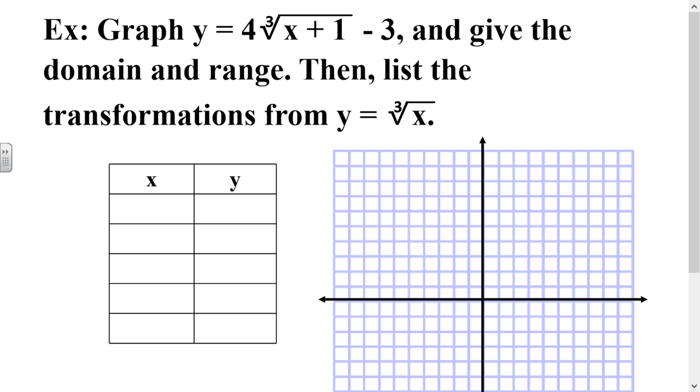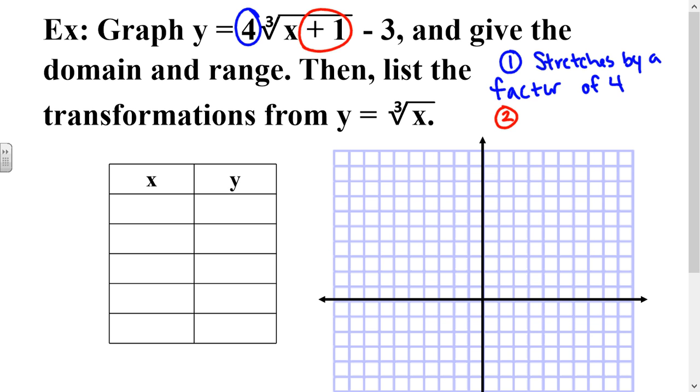Alright, now let's try the same thing, but with a cube root function. So first let's list the transformations. So we have this one first. That number in front means that it stretches by a factor of 4. Then I have this plus 1 in here. That means that it will go left 1 because it's opposite of what I think. And then the last one is that it will go down 3.